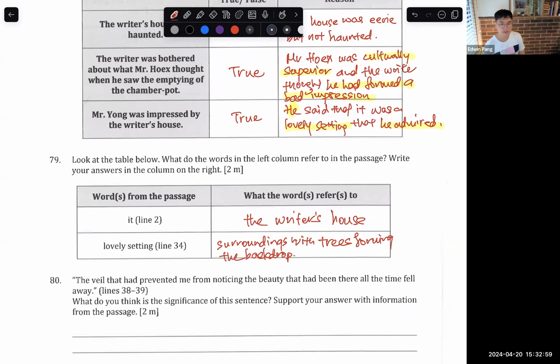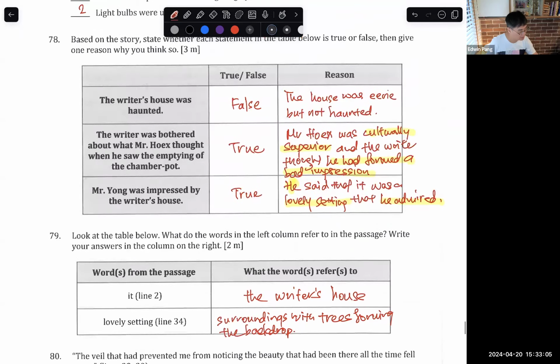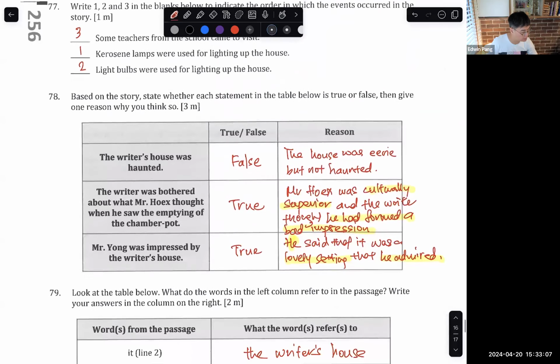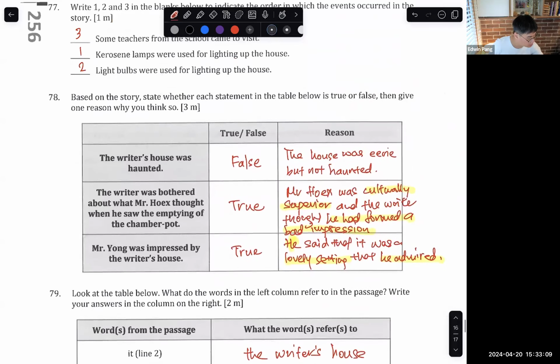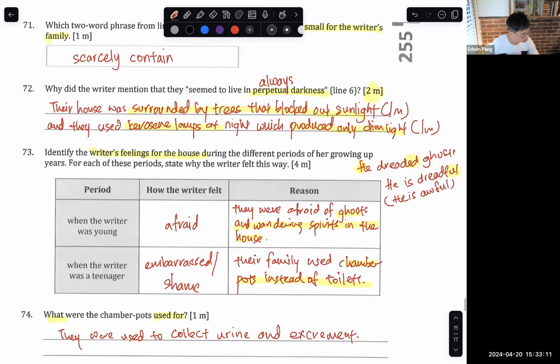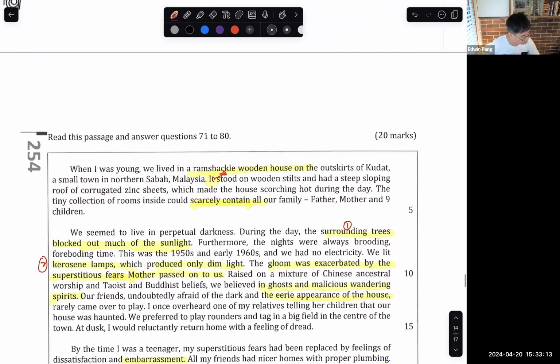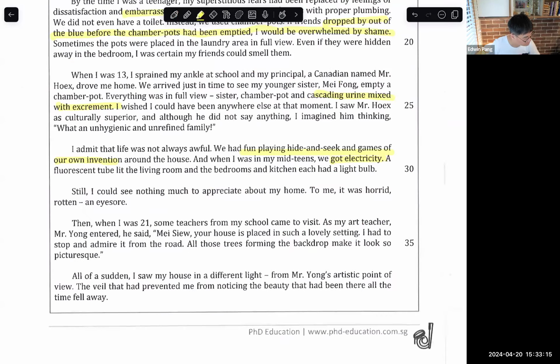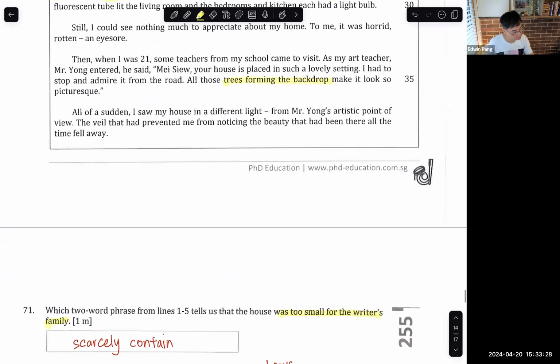Okay, surroundings with trees forming the backdrop, right? Here, I copy exactly from the passage, okay? And I got it from line 34 as well, okay? Right here. Okay, so as long as you have the words trees forming the backdrop, good enough, right? So that's where I got it from, right? Trees forming the backdrop, right?